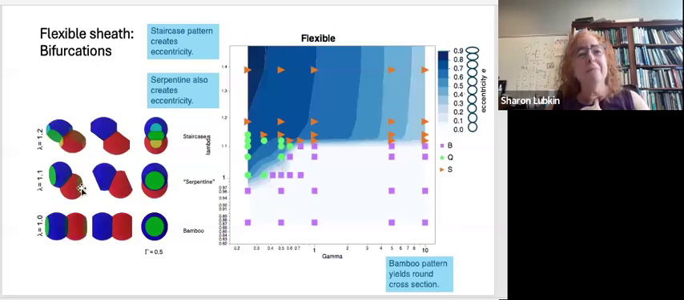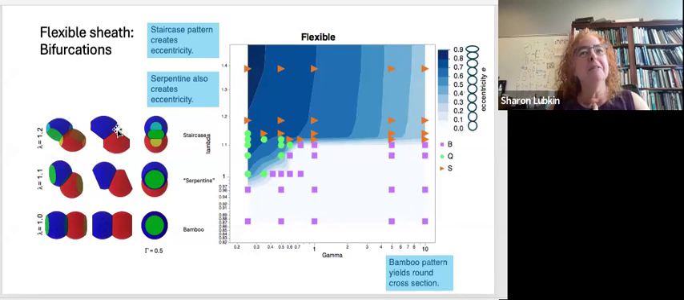There was a third pattern that came out that was period 2. This was really fun. It was topologically equivalent to bamboo, but it was geometrically more similar to the staircase pattern. We nicknamed it a serpentine pattern. It essentially is a buckled bamboo pattern, buckled to the left and to the right. You see it in the hard sphere packings.